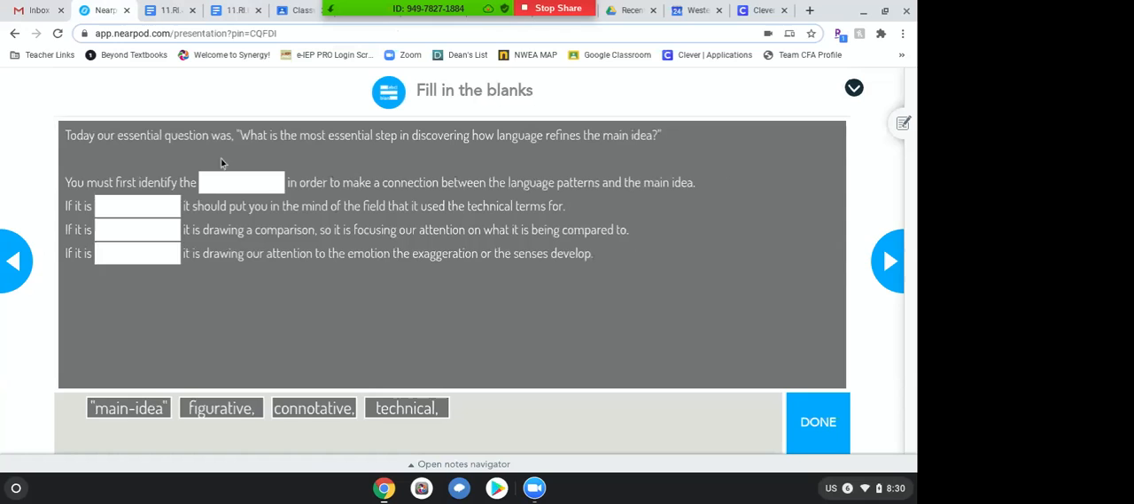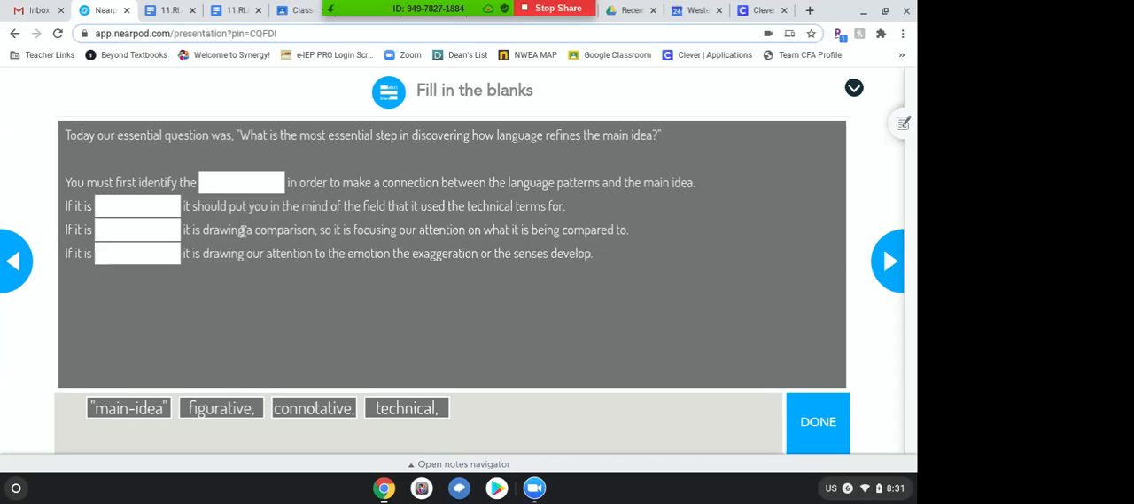So today our central question was, what is the most essential step in discovering how language refines the main idea? So this just kind of walks through our process. You first identify the blank in order to make the connection between the language patterns and the main idea. If it is blank, it should put you in the mind of the field that it used the technical terms for. So there's your big hint for what the second one is. If it is blank, it is drawing a comparison. So it is focusing our attention on what it is being compared to.